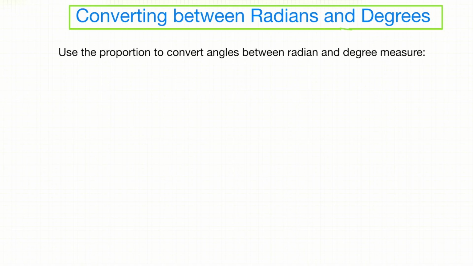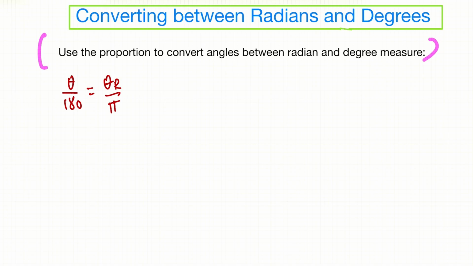What we want to do here is use a proportion, a formula that will allow you to convert between radians and degrees back and forth. Here are two different versions of it. First, theta divided by 180 is equal to theta r divided by pi, where theta on the left is in degrees and theta r is in radians.